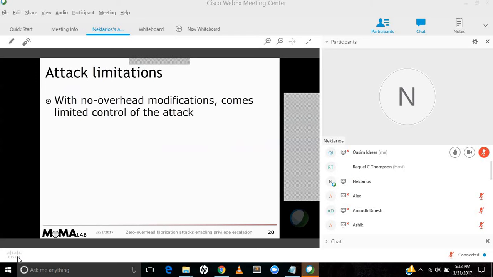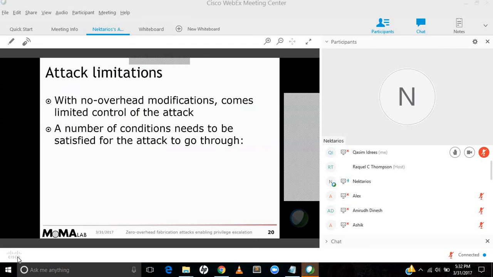Now, when you have an attack that doesn't have any overhead and you cannot add gates, you cannot add finite state machines, there isn't much controllability in the attack. So you need to have several conditions to satisfy this attack I mentioned. First of all, you need to have your own user level process to have a specific ID. This doesn't happen all the time, and you need to be very, very lucky. So it's a statistical attack.